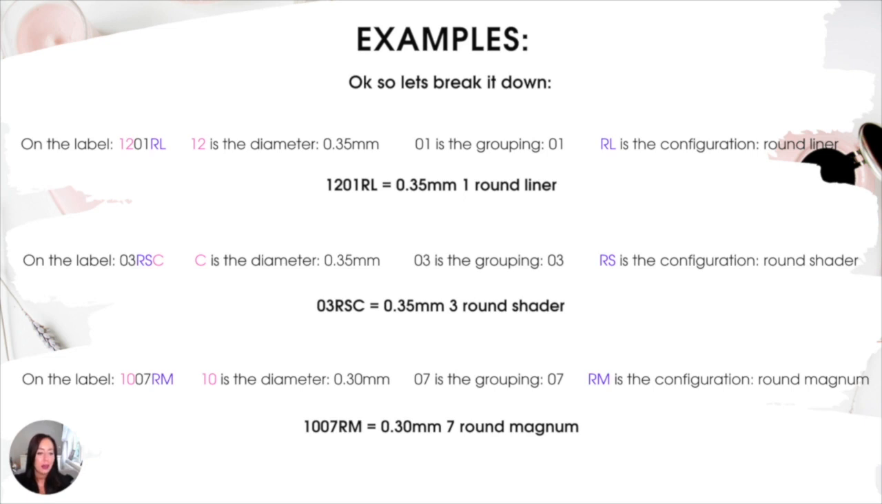So I'm going to get you thinking now. Let's take this middle one, 03 RSC. How else could this read? So it could read like this, couldn't it? 12, but an 03 and an RS. So if you see a 1203 RS, you know it's going to be the same as your 03 RSC, because your 12 and your C are both 0.35 millimeter diameters. Then our groupings here will be a 1 or a 3. And then instead of an RL, it would be an RS. So that is breaking down your labels and understanding how to differentiate between different manufacturers.